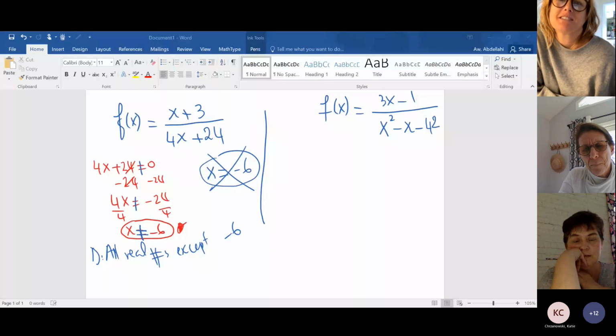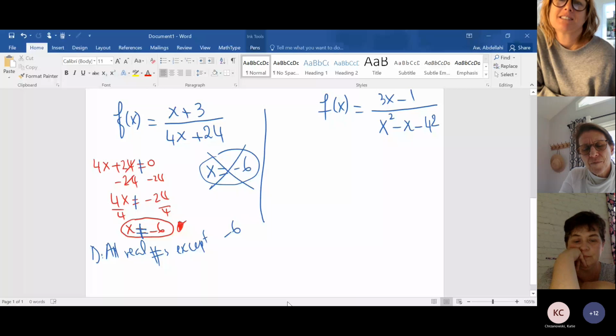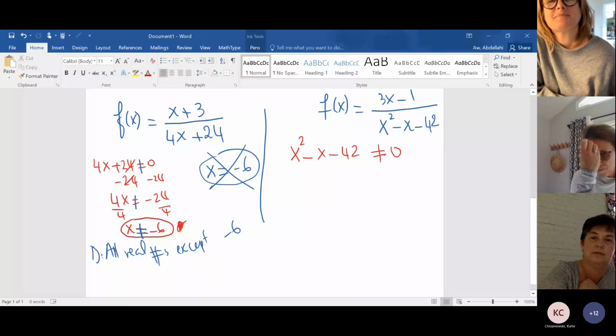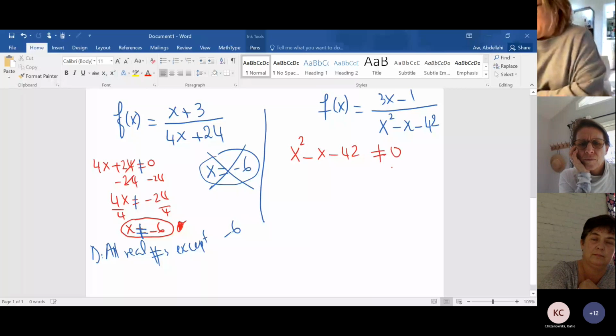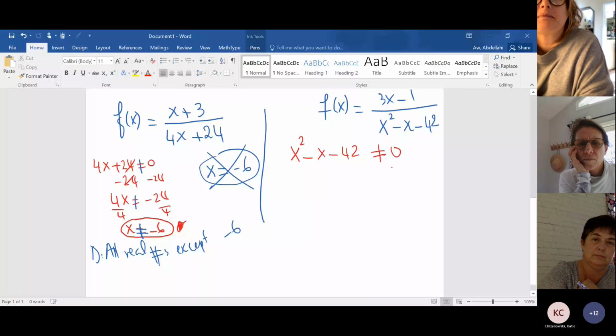Now, when you do x squared minus x minus 42 not equal to 0, how many methods do we have? Now, after 4 chapters, we have a lot of methods. We can factor, if it is factorable. We can use the quadratic formula, right? But this one, we take a quick look. Can you factor it?